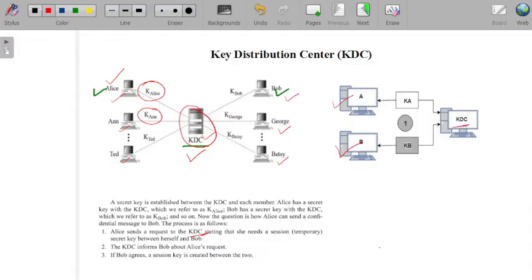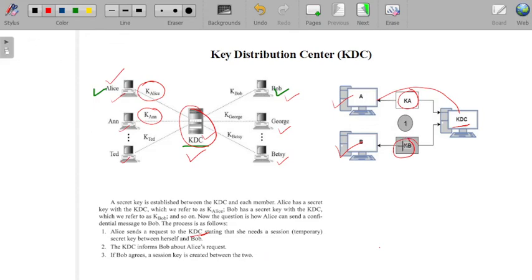Then what can the KDC do? It can first generate the key between A and KDC, and it sends that message, KA, to Alice. So our key is generated, that is KA, and at the same time it generates the key for Bob, KB. That key is also shared between B and KDC.